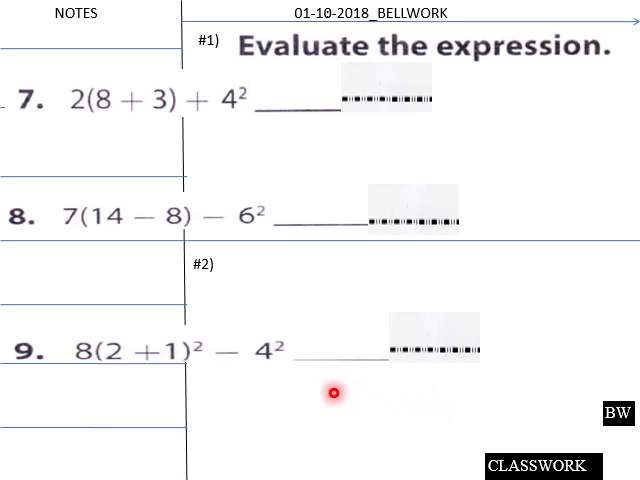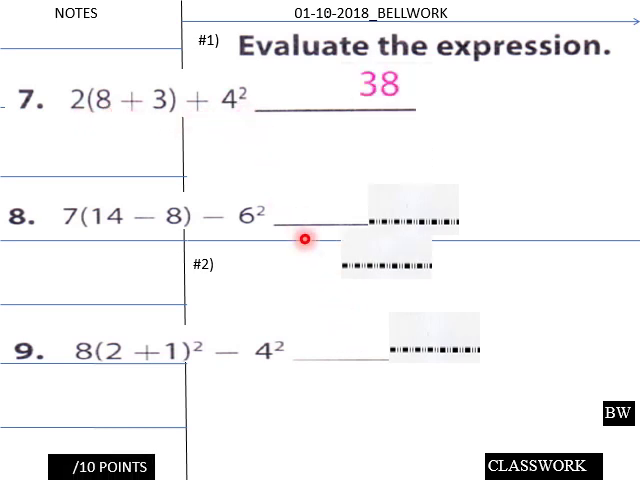Hello everybody. For our answers for today's bell work, evaluate the expressions. 2 times quantity 8 plus 3 plus 4 squared for number 7. That would be 38. 2 times the quantity 8 plus 3 would be 2 times 11 would be 22 plus 16 would be 38. And then down here for number 8 you should have 6. 7 times quantity 14 minus 8. That would be 7 times 6 would be 42 minus 36 would be 6.